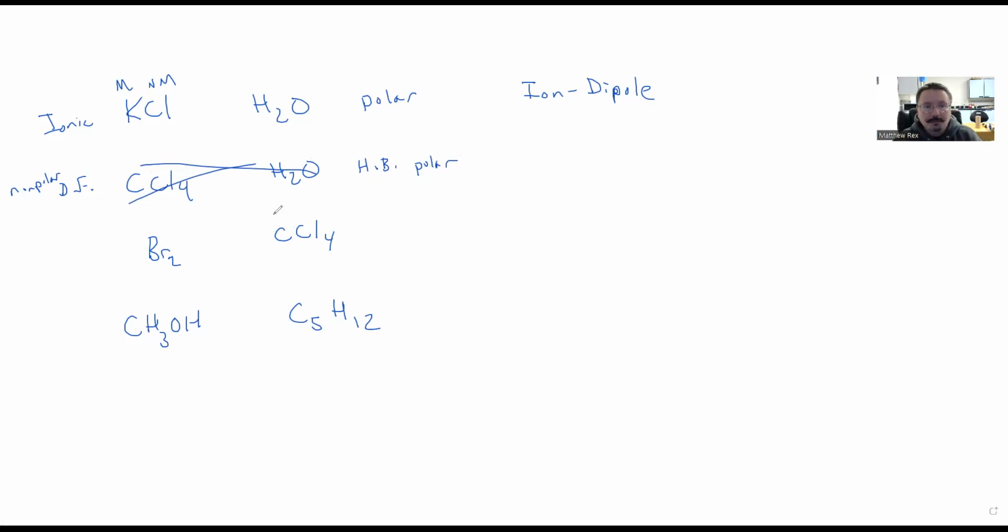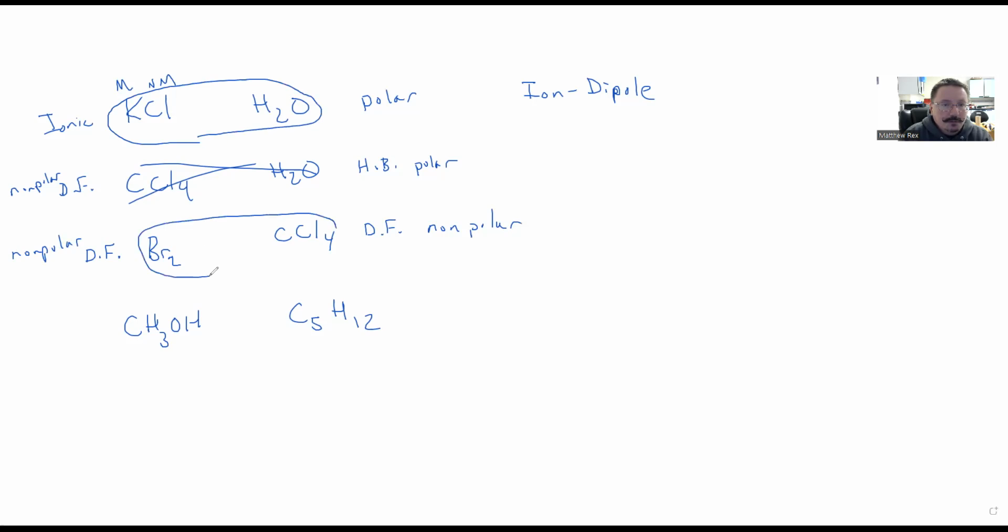Br2, bromine's relatively electronegative, but it's just two bromines bonded to each other. So there's no greater pull from one than the other. So we would have just dispersion forces here. And we already talked about carbon tetrachloride. It also just has dispersion forces. So these are non-polar. And since they're both non-polar and like dissolves like, this and these would both form homogeneous mixtures.